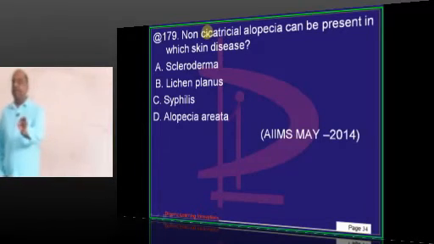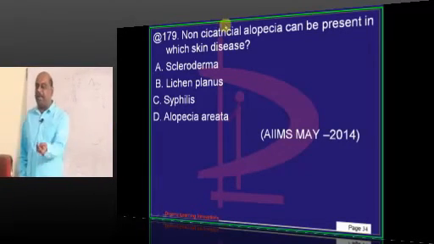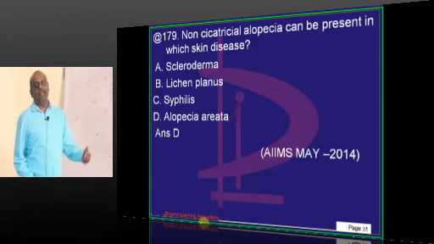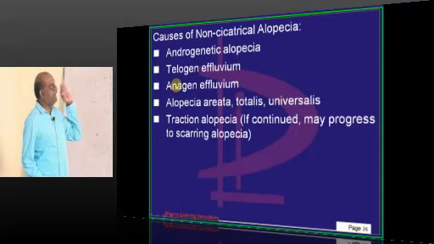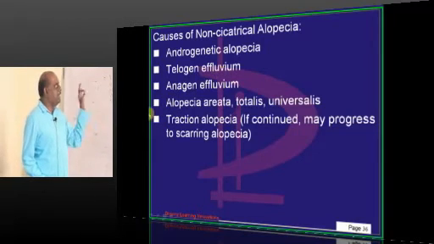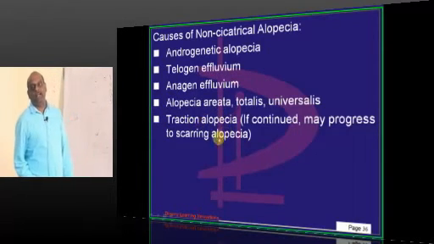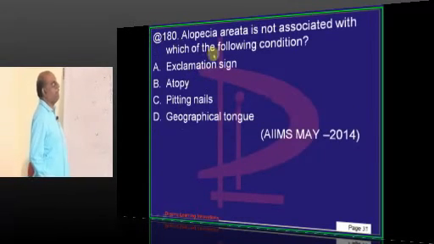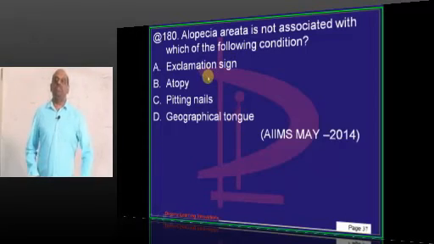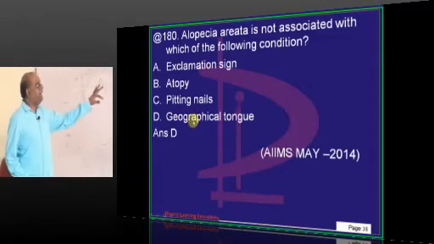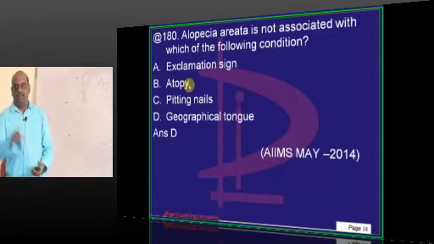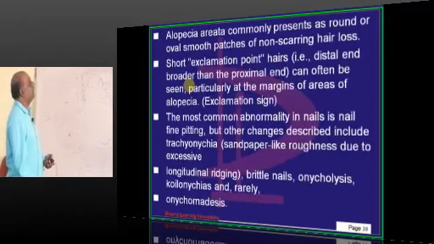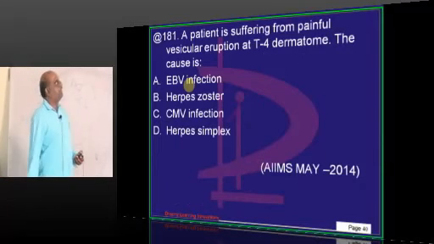All causes of psychiatrical and non-psychiatrical alopecia must be there in your tips when you go for the entrance exam, doctor. Alopecia areata is a classical example. Similarly, androgenetic alopecia, telogen effluvium, anagen effluvium, traction alopecia, they are all considered to be non-psychiatrical alopecia is what need to be remembered. What are the various things with which alopecia areata is associated? Pitting nails, atopy, exclamation sign. The hair will look like a question mark, right? So that is what you will typically come across.